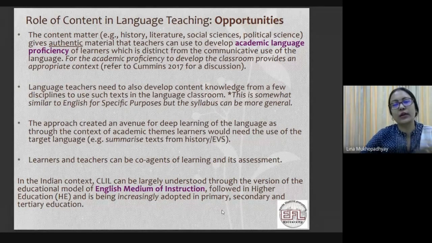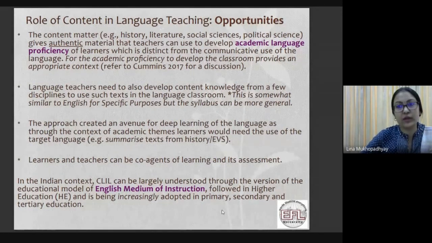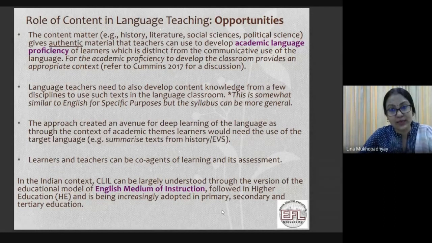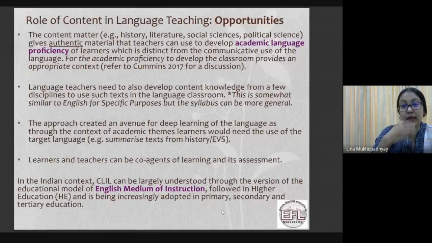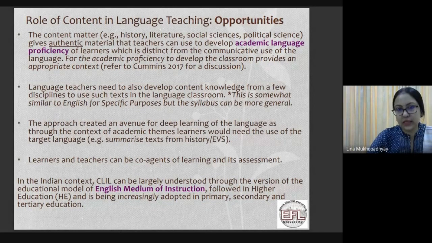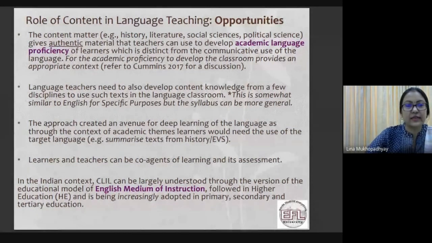And in the school context, the teacher has a lot of capacity to develop the academic language, which is not available outside of the classroom. Right. So for academic language proficiency to develop in the classroom, the CLIL model provides a very good context. If you wish to refer to this in further detail, you could look up Cummins 2017 for a discussion.